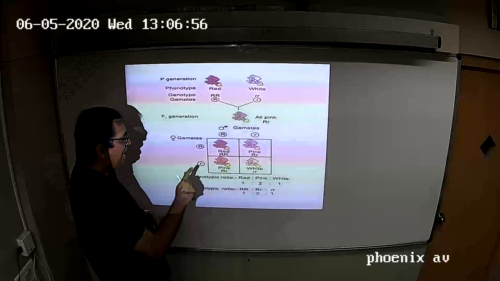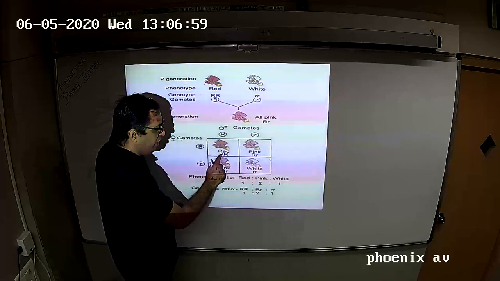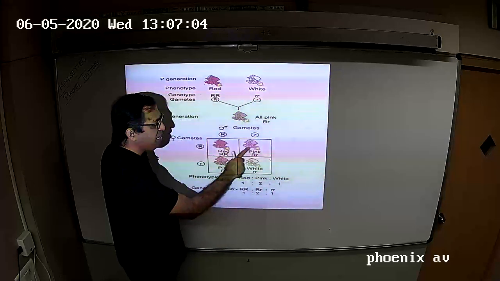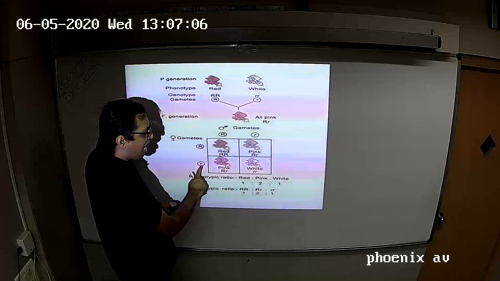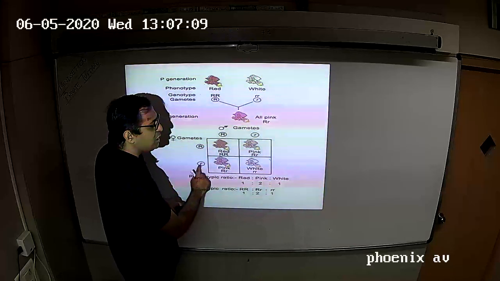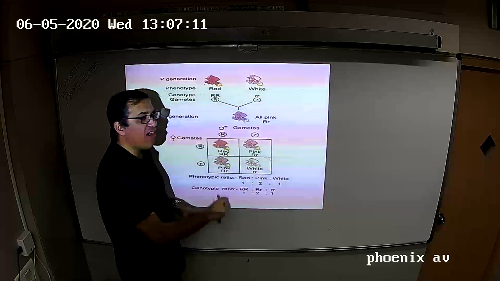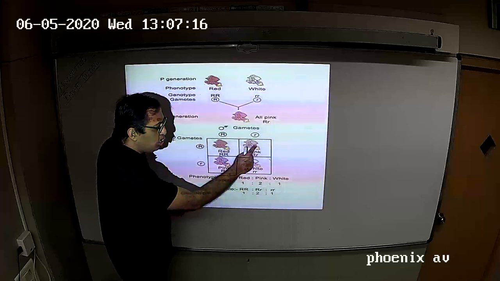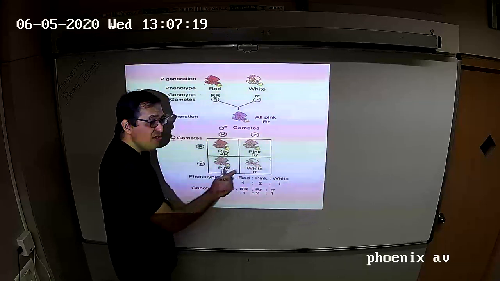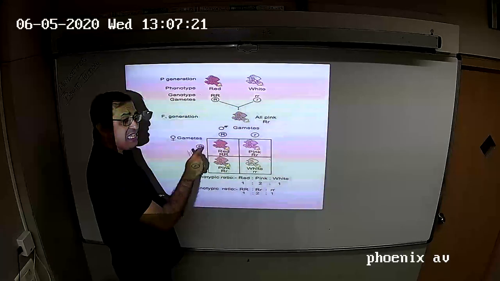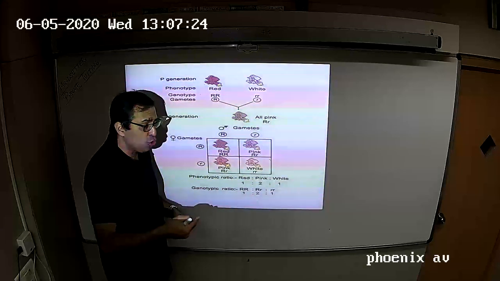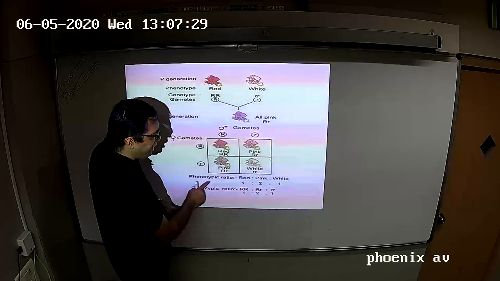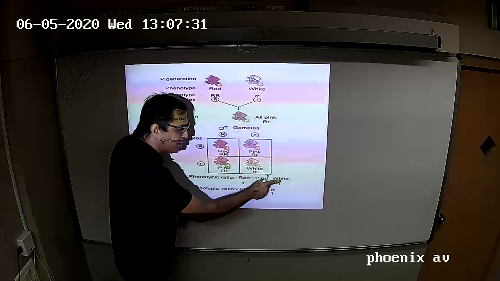Dhyan se sunna, capital R capital R will form a red flower. Capital R small r will form a pink flower. Capital R small r will produce a pink flower, and small r small r will produce a white flower. So we get one red, two pinks, and one white. So what is the phenotypic ratio you got? One red, two pink, one white. So a phenotypic ratio of 1:2:1.